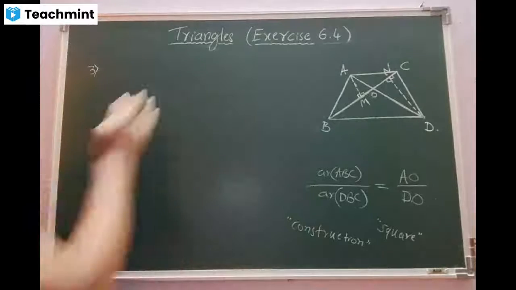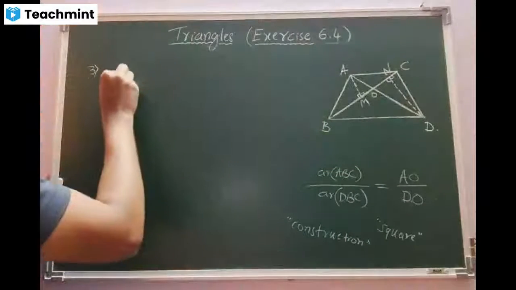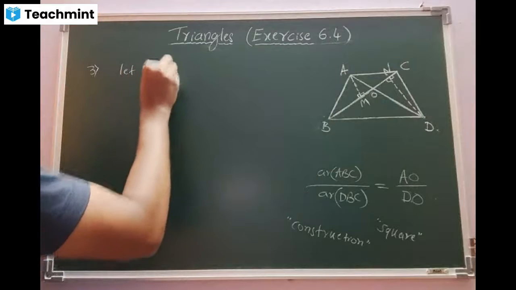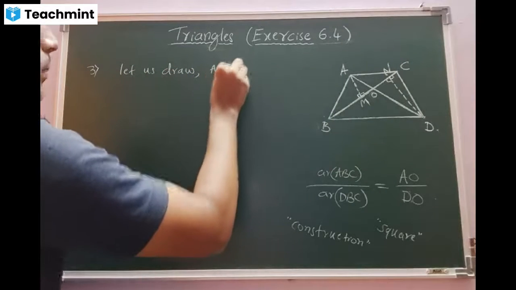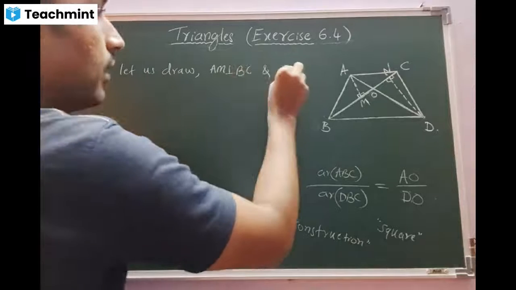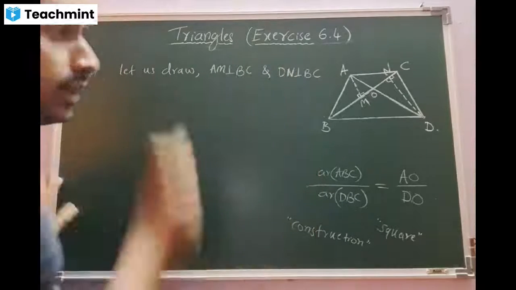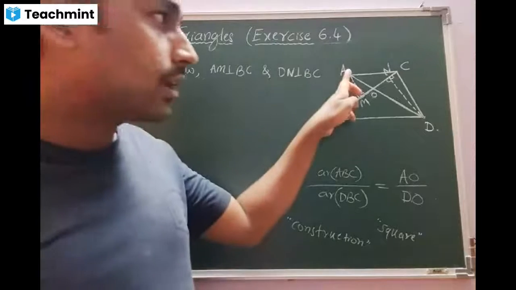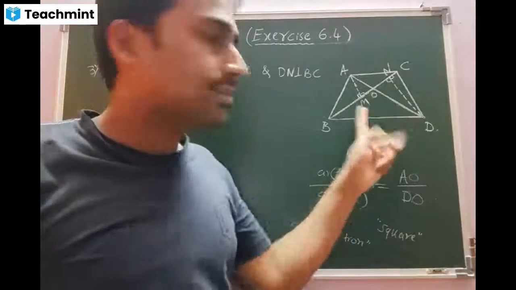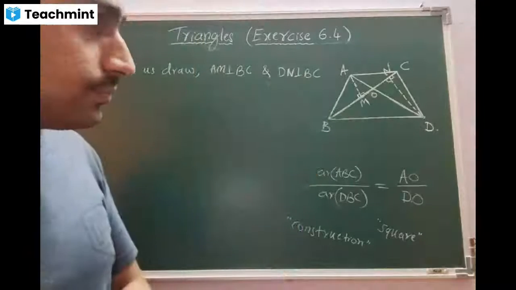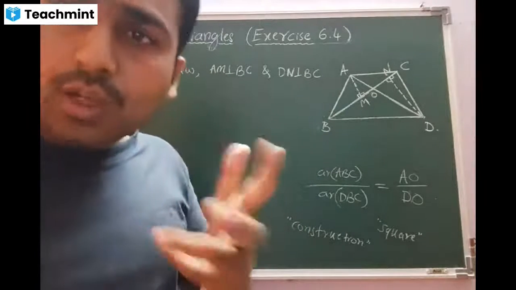Let us write. Already the rough diagram is given, no need of explaining them. We will write. Let us draw AM perpendicular BC and DN perpendicular BC. That means the perpendicular line from the vertex A and from the vertex D to the common base BC. Any doubts, beta? No, sir.